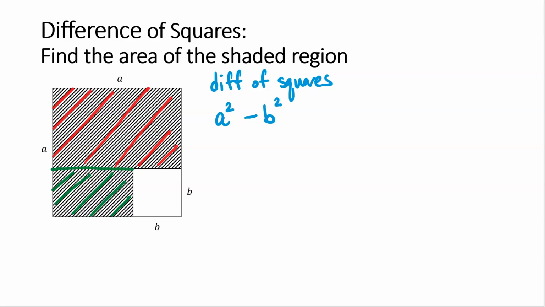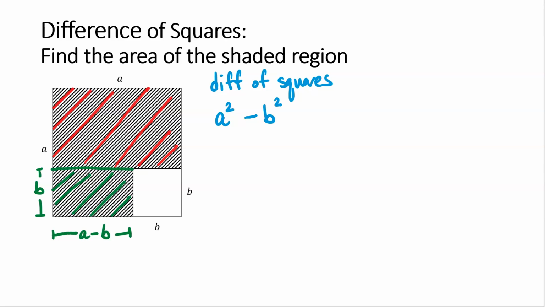Now let's take a look at the dimensions of the green rectangle. The green rectangle has a length of b. But what about its width? Its width would be the longer side a minus the b. So the width in this case is a minus b.